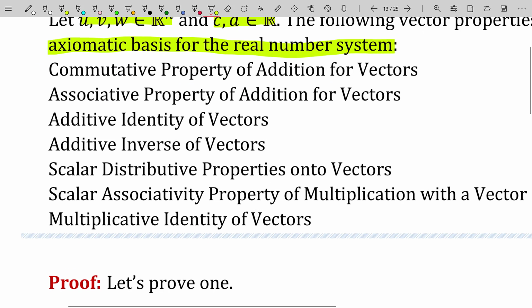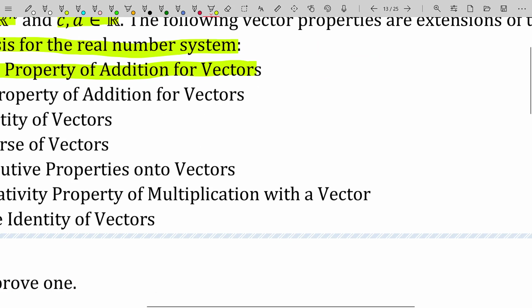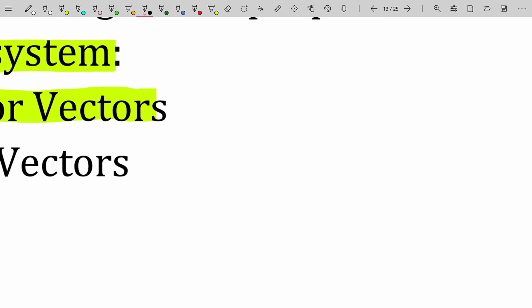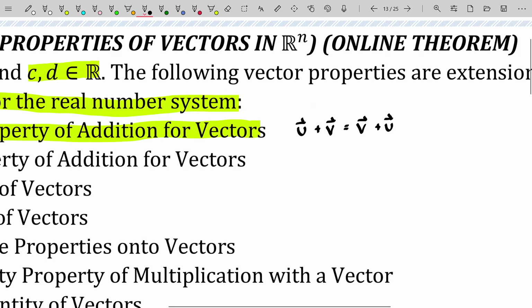So we have the commutative property of addition for vectors. That's kind of a nice clean one. Let's go ahead and write that down. So if vectors u plus v, that's the same thing as the vector v plus the vector u. All right, what else do we have?